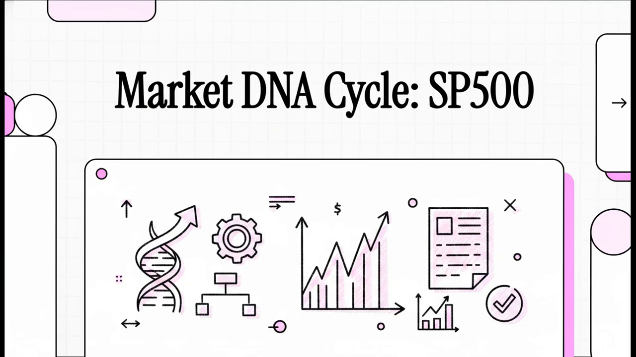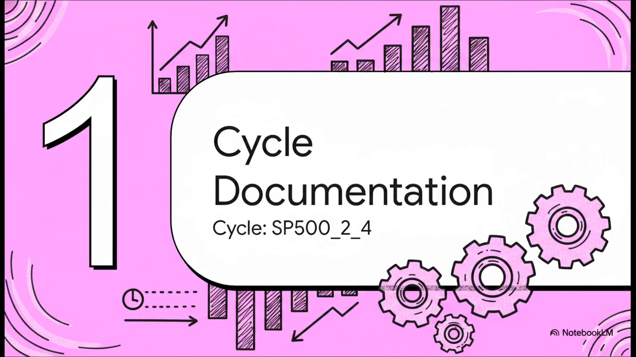All right, in this explainer, we're going to document a single market DNA trading cycle for the S&P 500. We're going to follow it right from the beginning, the initial plan, all the way to its completion, just to see how everything actually played out. Okay, let's dive right in. The specific cycle we're looking at is identified as SP500_2_4. Our goal here is really simple. We're just going to walk through the sequence of events exactly as they were recorded from start to finish.